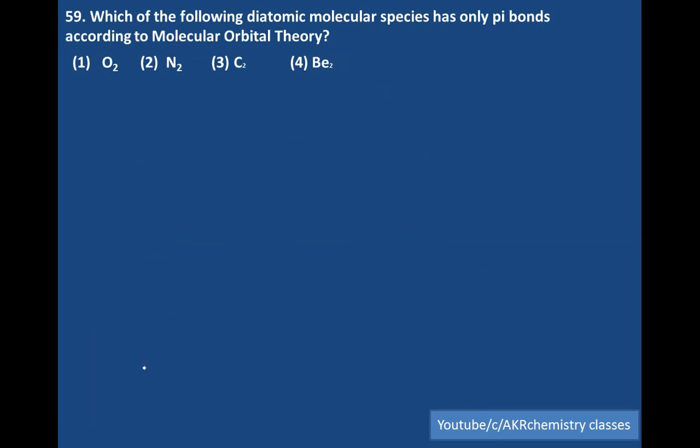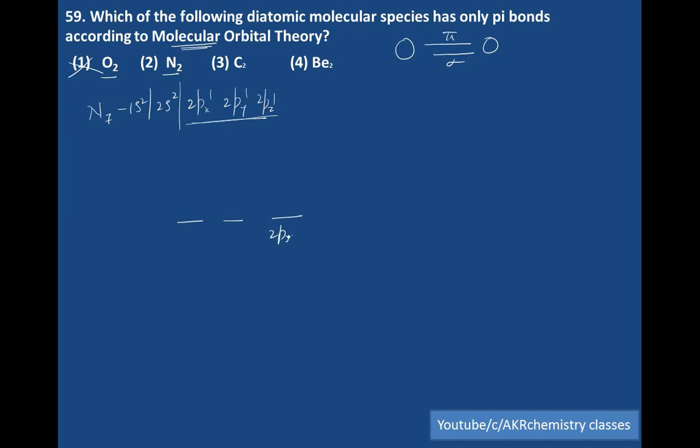Which of the following diatomic molecular species has only pi bonds according to MOT? First one is oxygen. Pi bond, sigma bond. Nitrogen, atomic number 7: 1s2, 2s2, 2px1, 2py1, 2pz1. So for 2 nitrogen atoms, we get 2px, 2py, 2pz and one more nitrogen atom, 2px, 2py, 2pz.